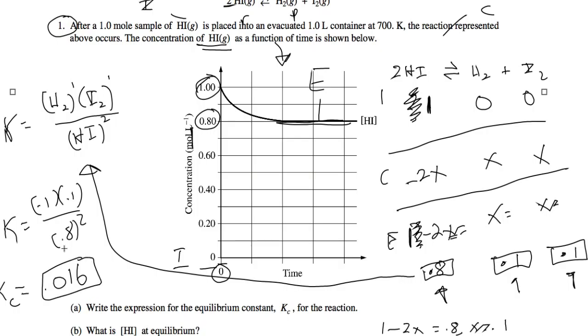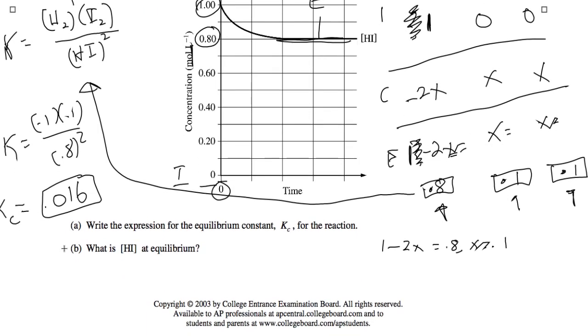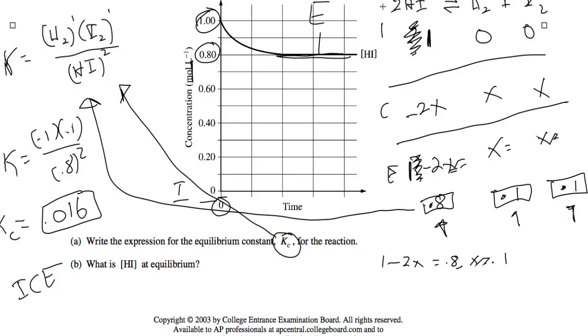Okay, so let's go through and answer the questions. A, write the expression for the equilibrium constant Kc. We already did that. That's right there. Great. B, what is HI at equilibrium? Go to your ICE chart to find this information. Here is HI. They're not asking about I, C, but they are asking about E. It's 0.8 moles per liter.